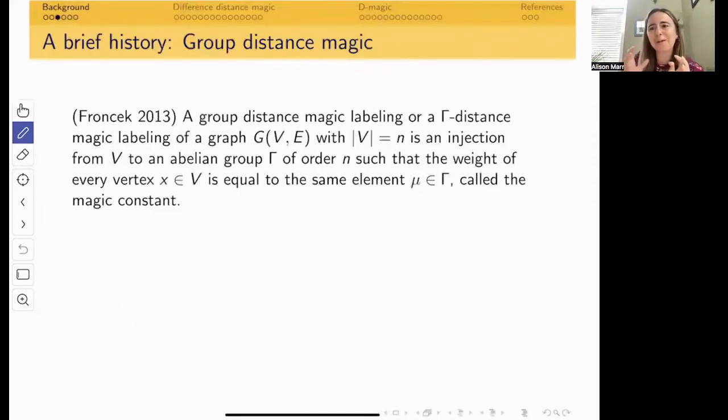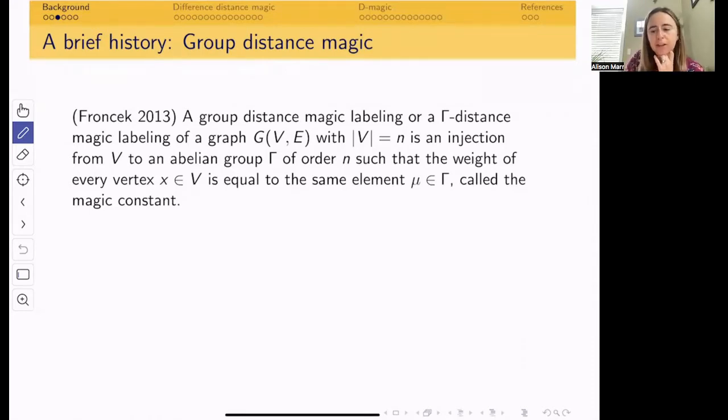As I think about algebraic sides of this question, in 2013, Froncek defined group distance magic labeling. So instead of doing that bijection from the vertices to the set 1 up through n, you can define that bijection to be from the set of vertices to an abelian group of order n. So it's still a bijection, and then you add, or whatever the operation might be, at every vertex, the weight of everything that's its neighbor, and that still has a magic constant.